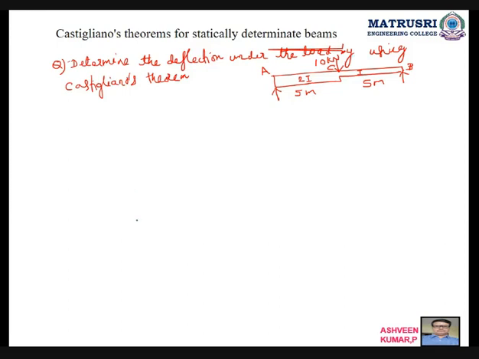At which particular point do you want to apply a dummy load? Where do you want to apply the dummy load here? Under the 10 kilonewton load. Because, as you can see, this is a simply supported beam.